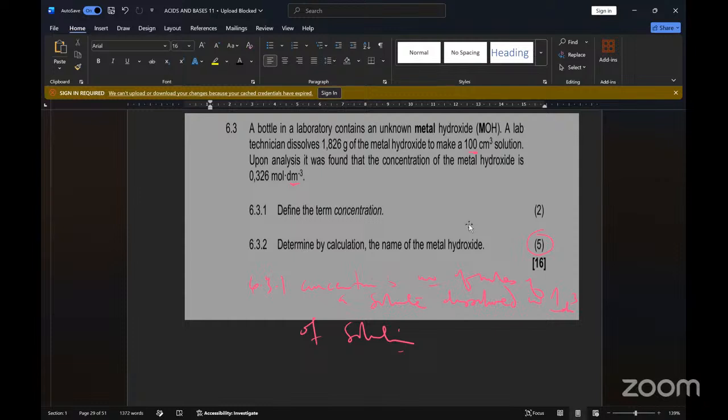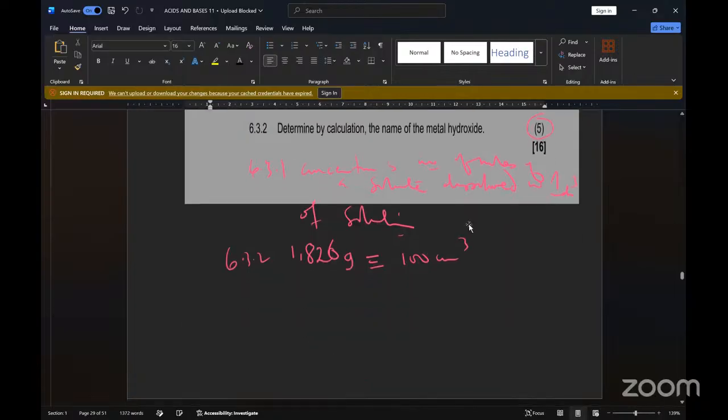That's why I said proportion is very important. So it's times 10, but I'll just show you through proportion. You say 1,826, we are dealing with 6,3,2. 1,826 grams is equivalent to 100 centimeters cube. So what would be the amount in 1,000 centimeters cube? We give you X, okay?